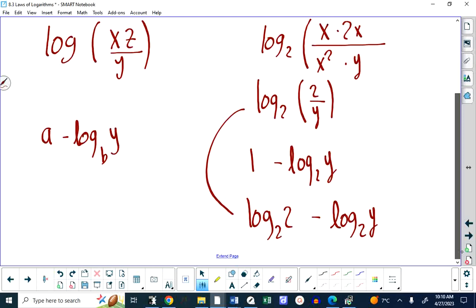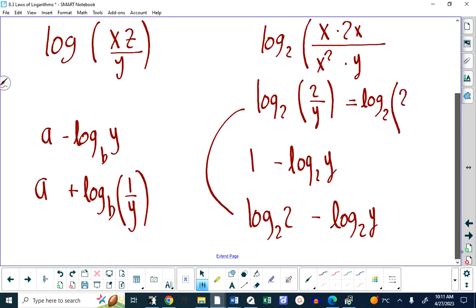I'm not sure why anybody would do this. But this happens to be true as well. Because really, I can think of this as log base 2 of 2 times 1 over y, can't I? There's other ways to wrap your head around it. So it's log base 2 of 2 plus log base 2 of 1 over y. So we could write it in that form. All right.